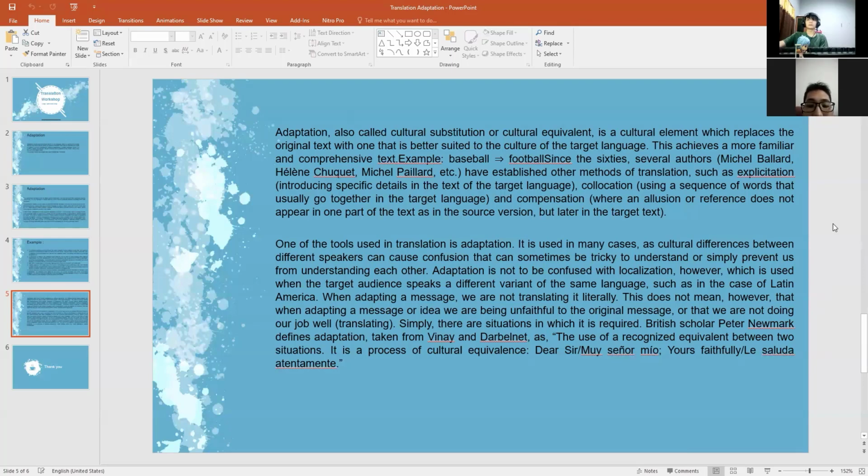British scholar Peter Newmark defines adaptation, taken from Vinay and Darbelnet, as the use of recognized equivalence between two situations. It is a process of cultural equivalence: dear sir, or muy señor mío; yours faithfully, or le saluda atentamente.